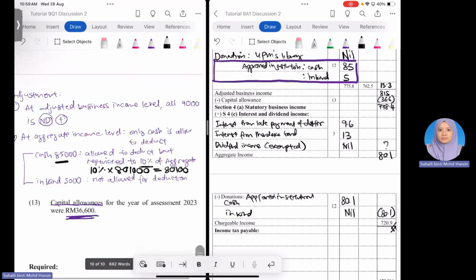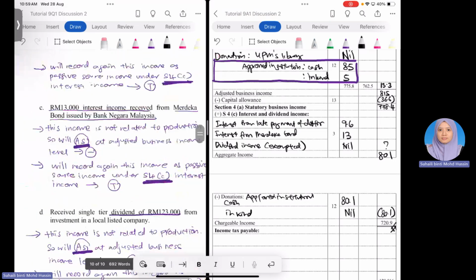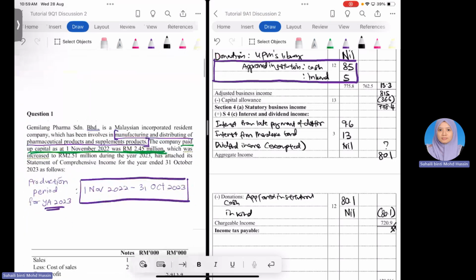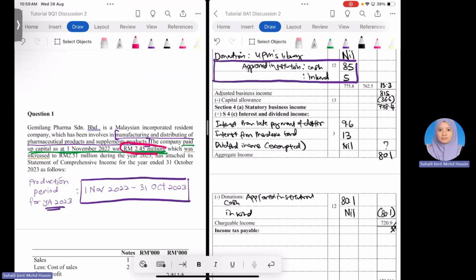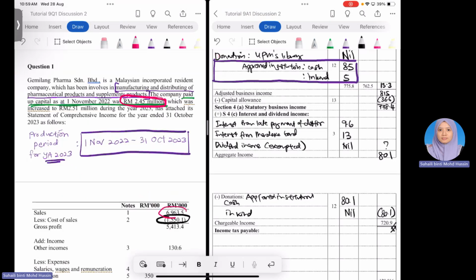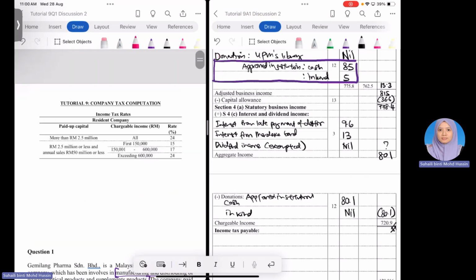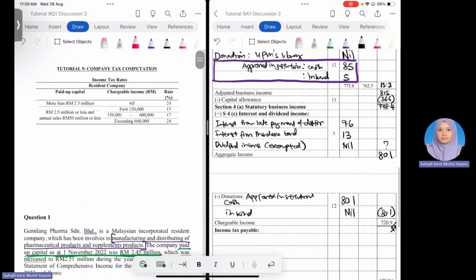So now, after you get the chargeable income, you go back to the first paragraph to determine the tax rate that the company is entitled to. Firstly, you have to check the paid up ordinary share capital at the beginning of the period, 2.45 million ringgit, and we check the annual sales. So for both of these conditions, paid up ordinary share capital is 2.5 million ringgit, and annual sales is only 6.9 million ringgit. So the company is allowed to use this tax rate.